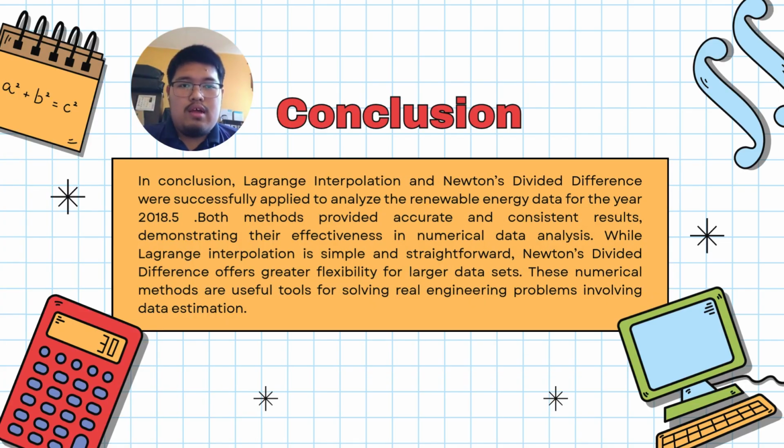In conclusion, Lagrange interpolation and Newton's divided difference were successfully applied to analyze the renewable energy data for the year 2018. Both methods provide accurate and consistent results, demonstrating their effectiveness in numerical data analysis. While Lagrange interpolation is simple and straightforward, Newton's divided difference offers greater flexibility for larger data sets. These numerical methods are useful tools for solving real engineering problems involving data estimation.